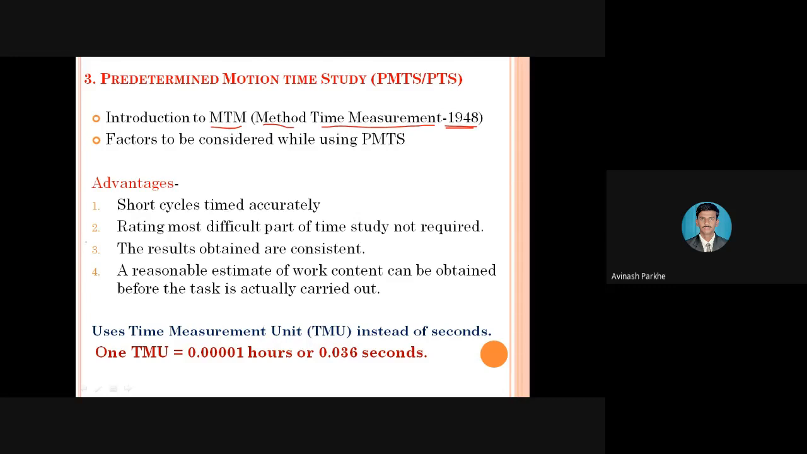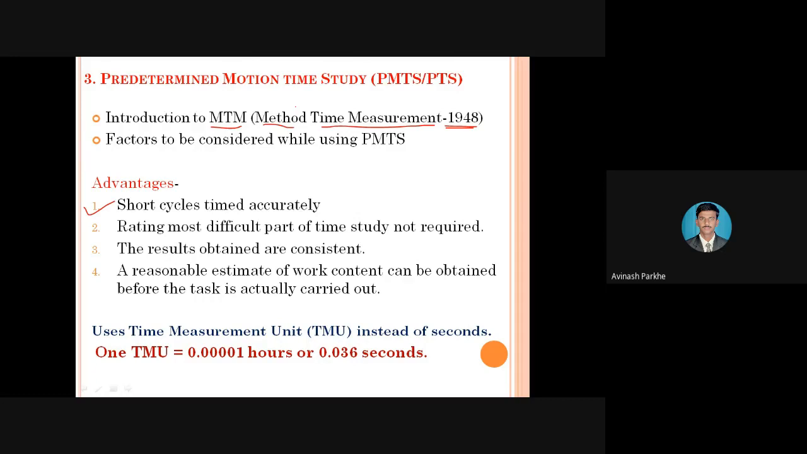This method has 4 major advantages. The first one is that short cycles are timed accurately. Short cycles are those that can be completed within 10 minutes, 15 minutes, 45 minutes, maximum up to 1 hour. For such short cycles, this PMTS method is mostly used in the industry.